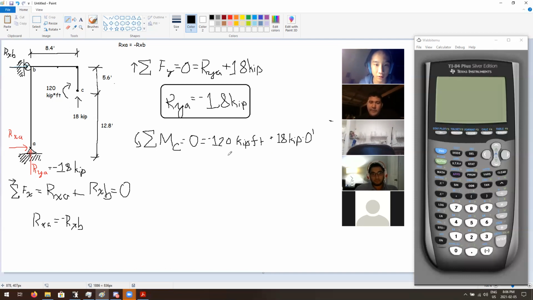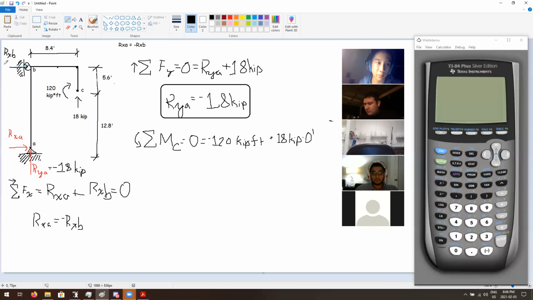So that's 18 times 0, so that would be 0 kip feet. You don't have to write this out, but it's helpful because you understand what the force has to do with the distance and how that relates to a moment. You don't have to do this.